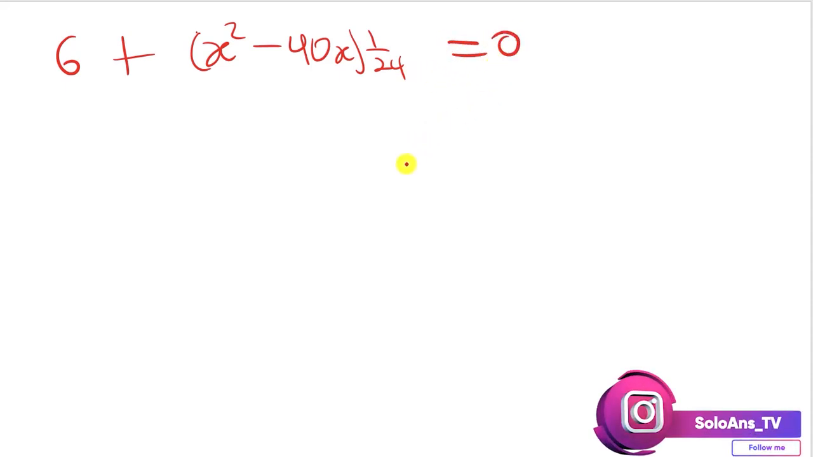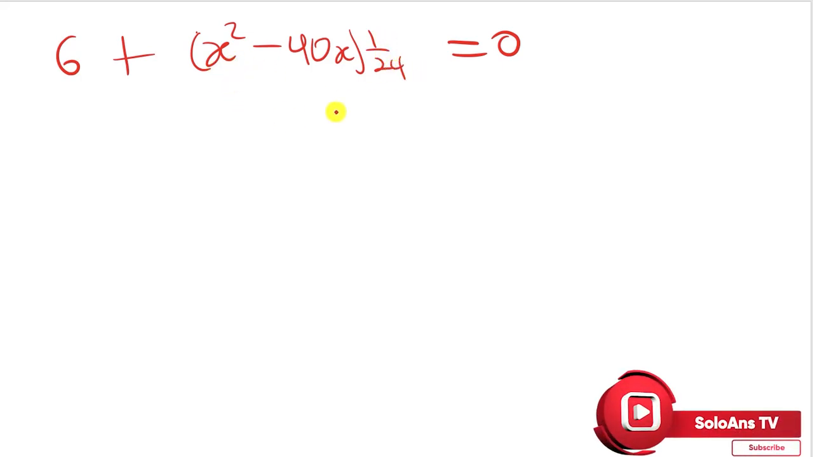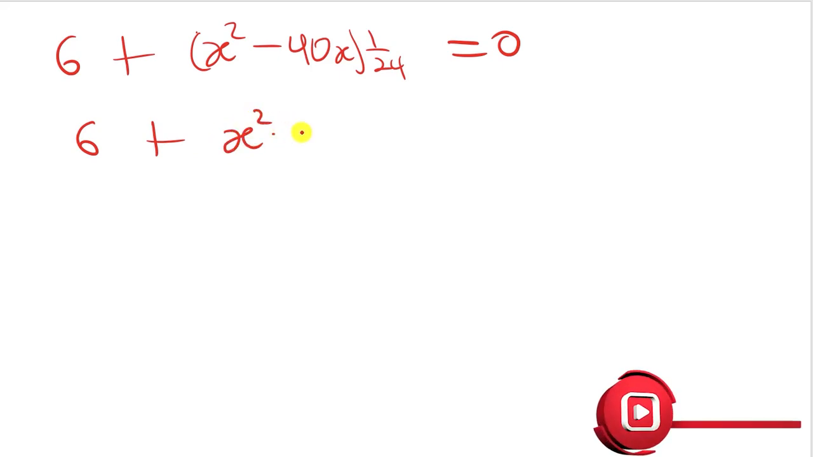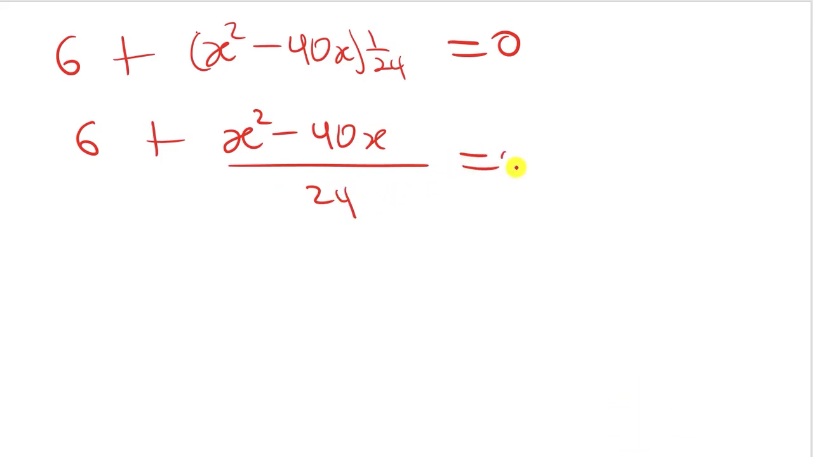So we are going to have our 6 plus the x squared minus 40x times the 1 over 24 being equal to 0. If that's the case, then the 1 over 24 is going to multiply what you are having there. So we can take that to be a fraction. So that is going to be 6 plus x squared minus 40x all over 24 being equal to 0. The 24 is going to multiply each term because that becomes our LCM.